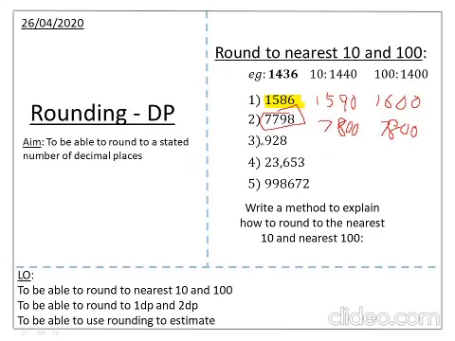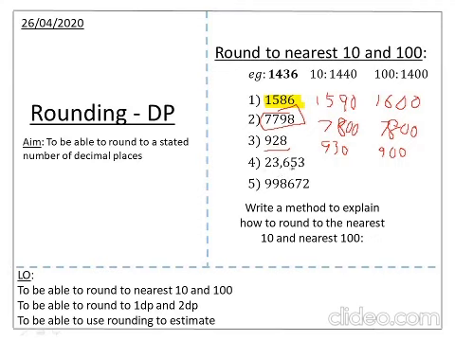Then when we look at number 3, 928. To the nearest 10 will be 930. And what about the nearest 100? It will be 900. This time the 9 does not increase. Why? Because 2 is less than 5.